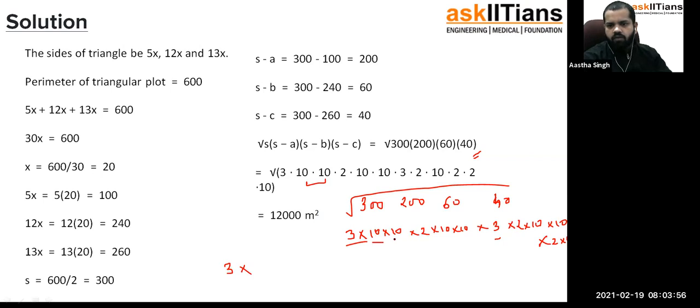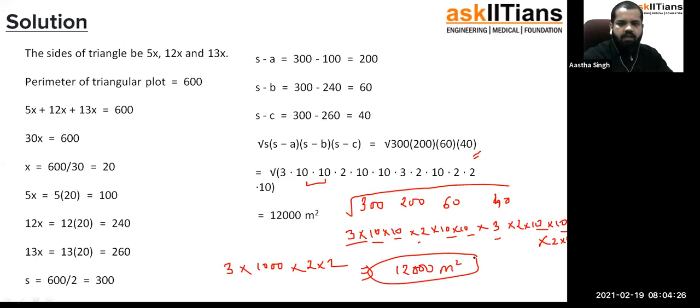So 1, 2, 3, 4, 5 and 6. Six tens are there, so only three tens will come out. Three tens means 1000, right? Okay, how many twos are there? Four twos are there, so only two twos will come out. Two twos mean 2 into 2, 4, and 4 threes are 12. So you will get the value of 12,000 meters square. I think the point is clear, guys, right?